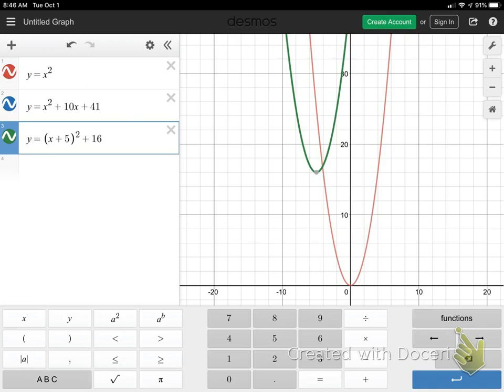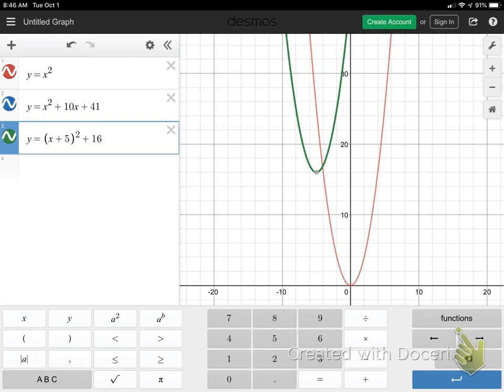So let's look at the green, okay? The green. I've got y equals x plus 5 squared plus 16. And if you remember back from chapter 2, when I have a number that is inside the parentheses, that moves my graph right to left, and the value that it moves is opposite. So I have x plus 5, so I actually move to the left 5, or negative 5. Okay? The number outside affects my y value, and it moves up and down. And so my green graph has moved my parent function to the left 5 and up 16.